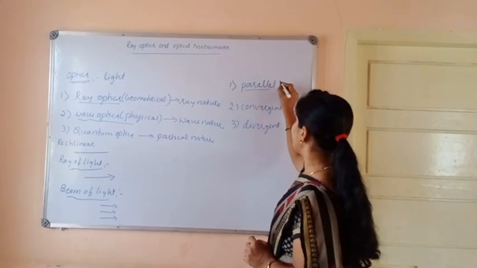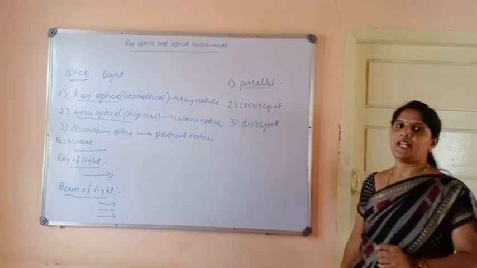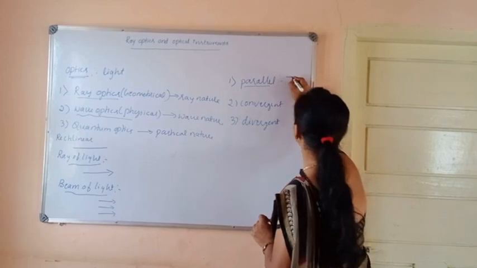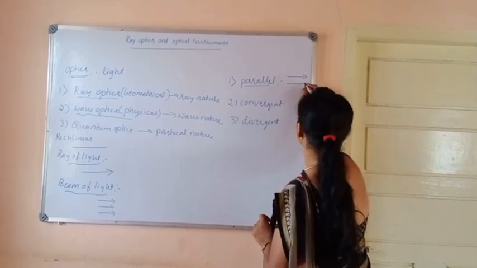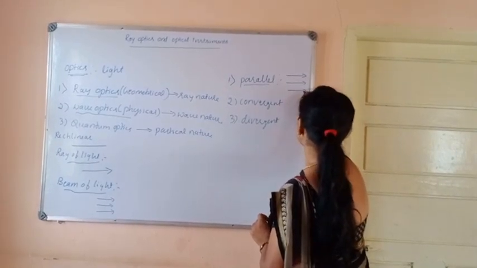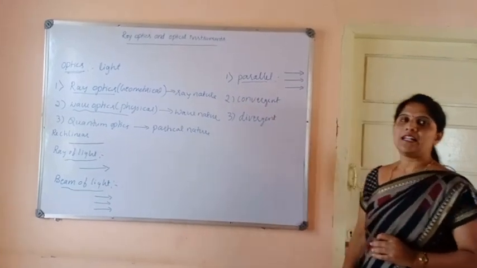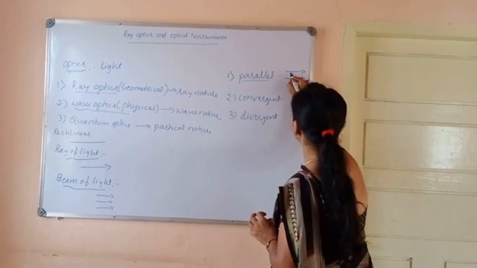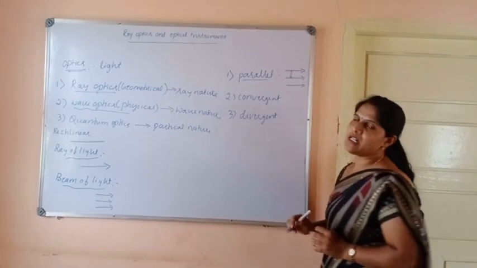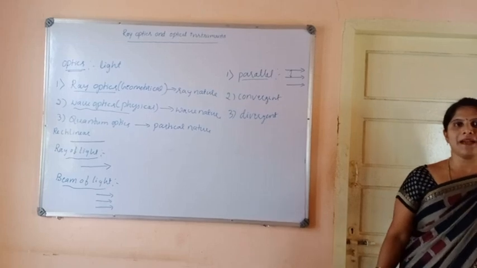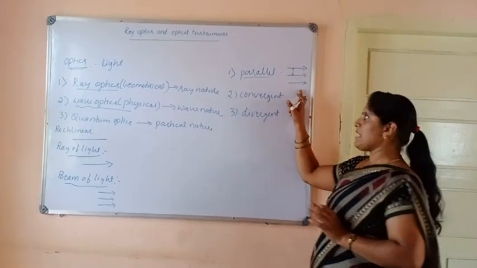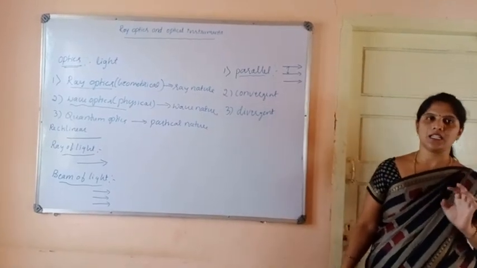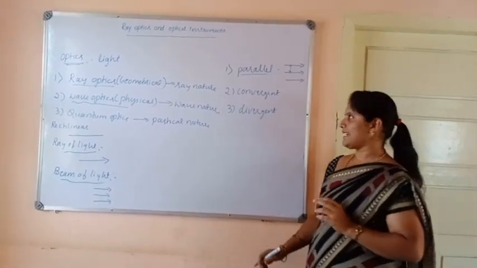Let me know about them one by one. Parallel beam of light. In a parallel beam of light, all the rays of light are parallel to each other. In a parallel beam, the width between the two rays always remains constant. The best example for a parallel beam of light is sunlight reaching the earth, or laser light, etc.